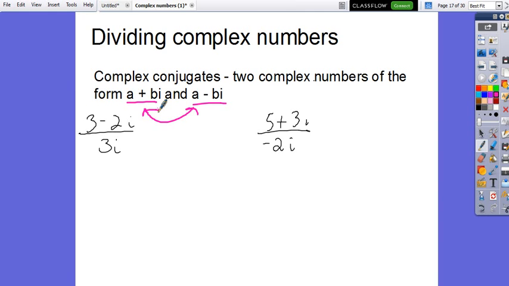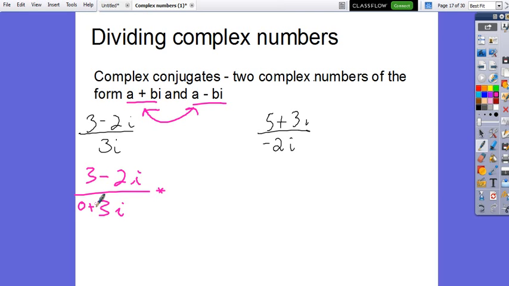Now, look. I've got a 3i in the denominator here, and I've got a negative 2i over here. I don't want i's in the denominator. So what I'm going to do is multiply the top and bottom of this fraction by 1 in the form of a complex conjugate. 3 minus 2i over 3i times the complex conjugate of 3i. What is that? Negative 3i. Why is that? Because what is my a value in this problem? It's 0. So 0 plus 3i is the conjugate of 0 minus 3i.